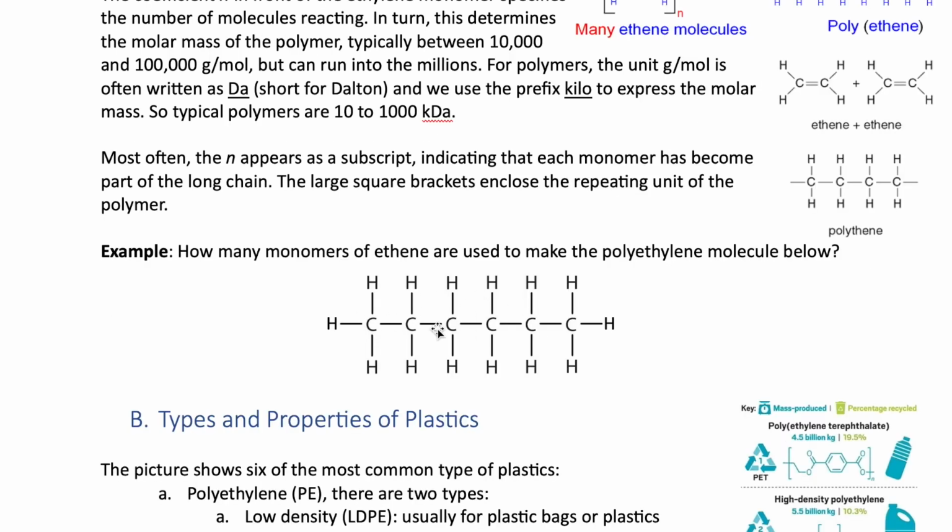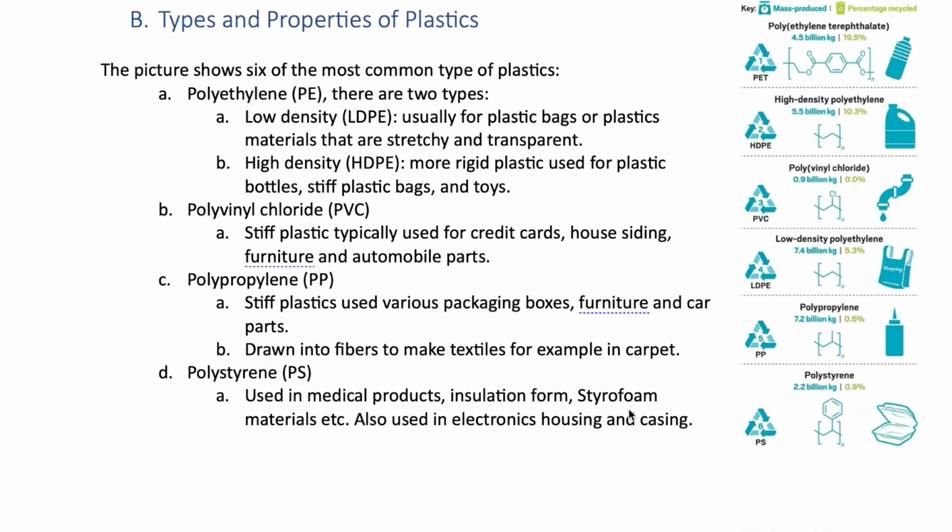This is a question: see if you can figure out how many monomers exist here in this particular polymer of ethylene. Remember that each ethylene is 2 carbons, so you just have to divide this by 2. So 1, 2, 3, 4, 5, 6. So there's 6 divided by 2 is 3. So there's 3 ethylene units here. Okay, now that we understand, at least in a simple way, how these plastics are made, we can take a look at the most common types of plastics that we use.